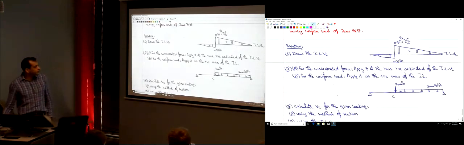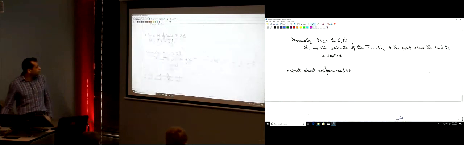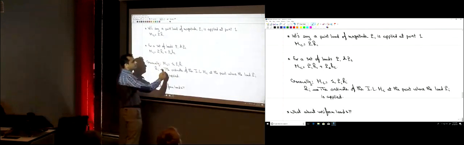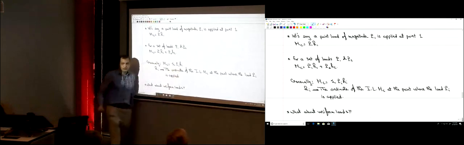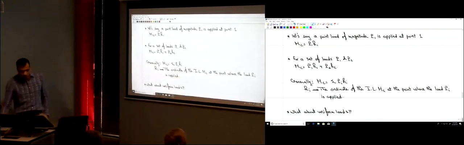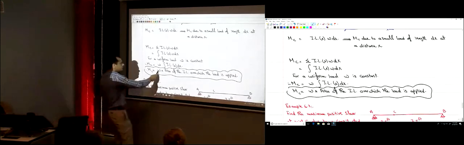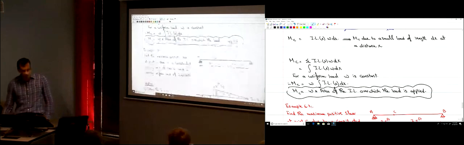If you have a load, you remember here? If you have a concentrated force, the value of the function is the magnitude of the load times the height of the influence line. If you have a uniform load, it's W, the magnitude of the uniform load, multiplied by the area of the influence line over which the load is applied.